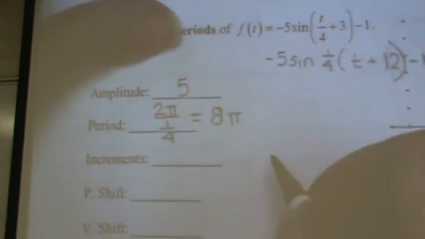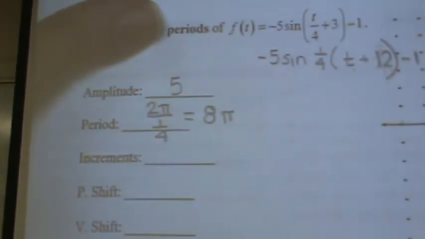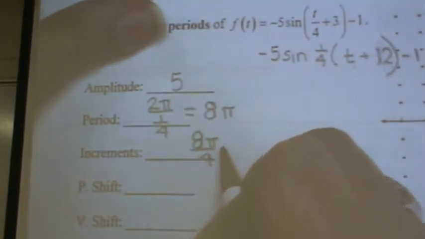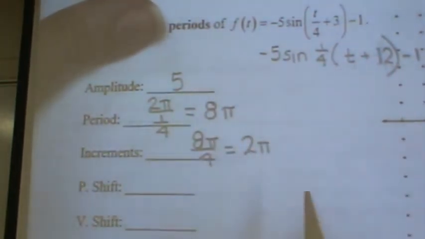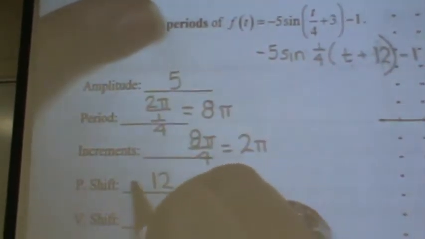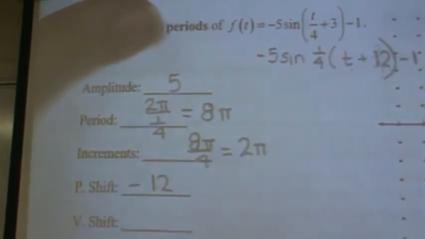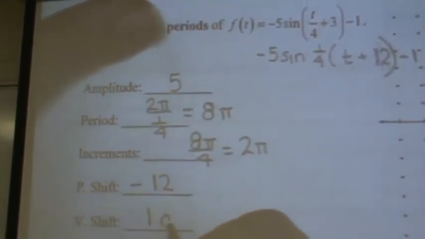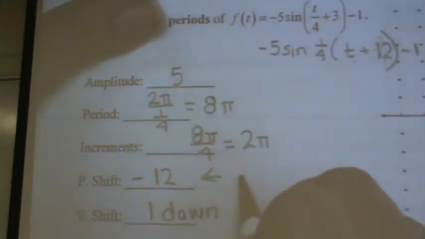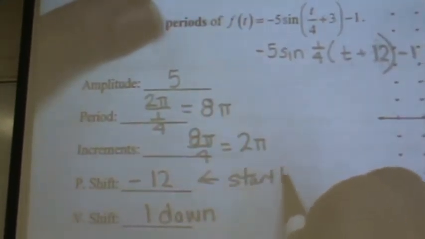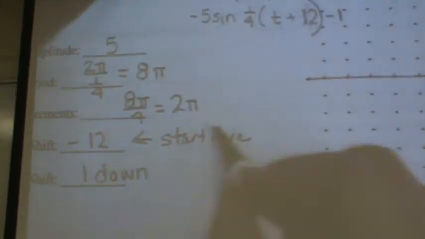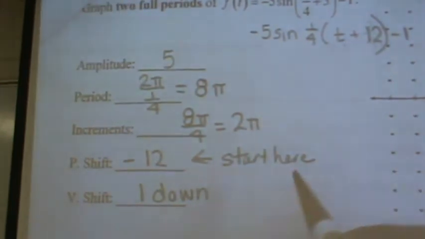So this one's going to be horizontally stretched. It's going to be dragged out. Your increments, take this and divide it by 4, so you're going to count by 2 pi. Your phase shift is going to be 12 to the left, or actually you could say right, negative 12. And your vertical shift is 1 down. So we are going to start here at negative 12. But we have to count by 2 pi. So what are you going to do there?